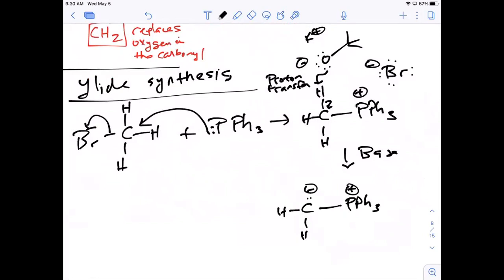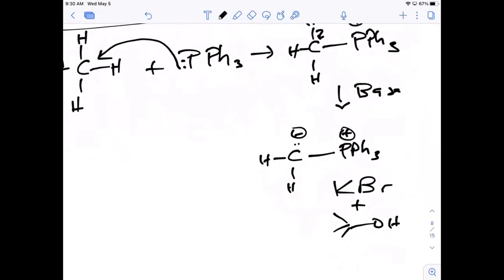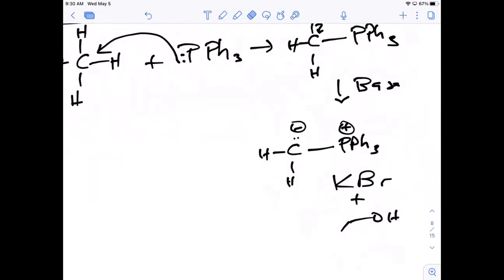Now, can you see what I mean? You took off an H, you took off the Br, and so this is what you have left. All right, so what you're left with side product wise is KBr and then tert-butanol, which all goes in the trash, right? We don't care about any of that stuff. All we care about is the ylide.